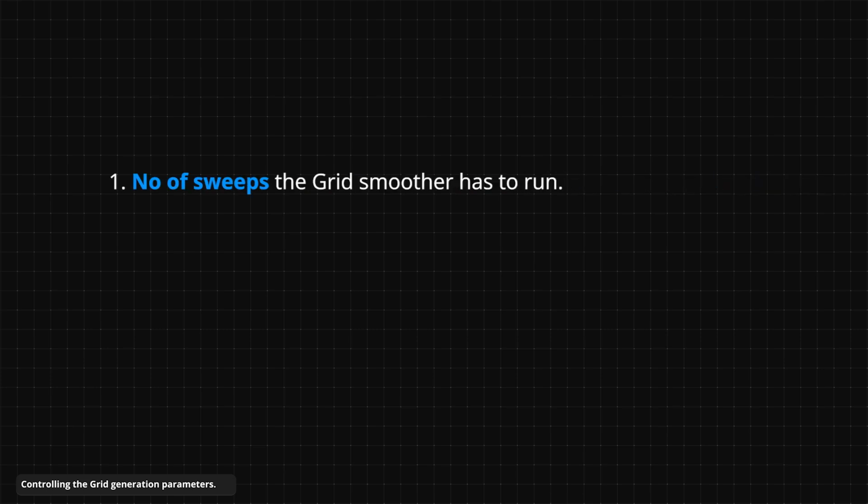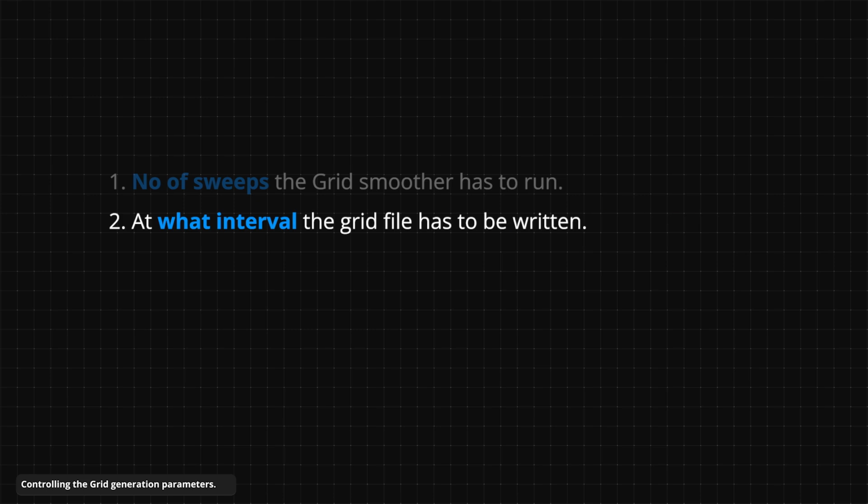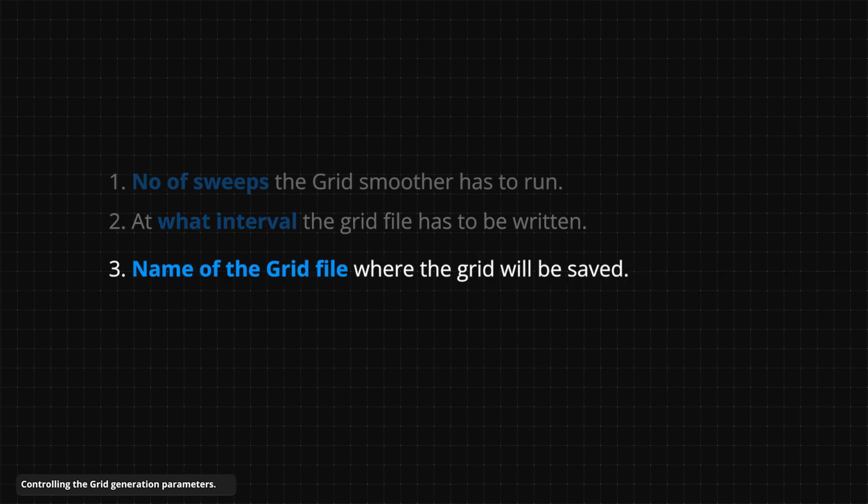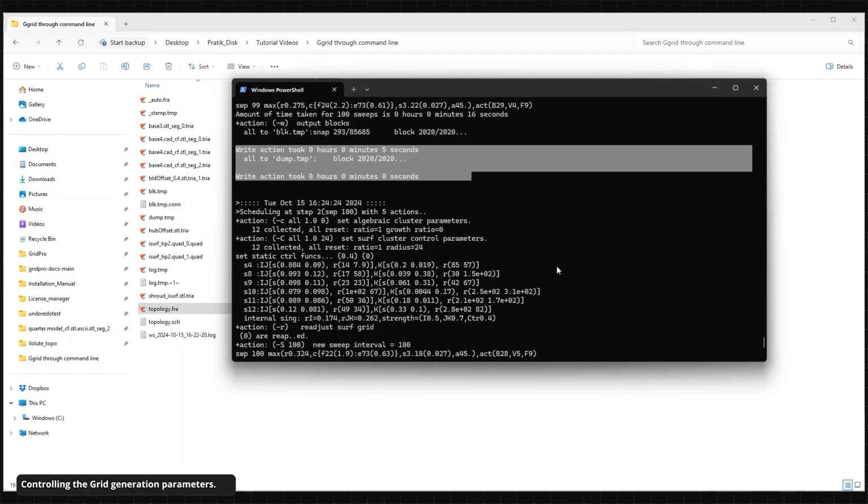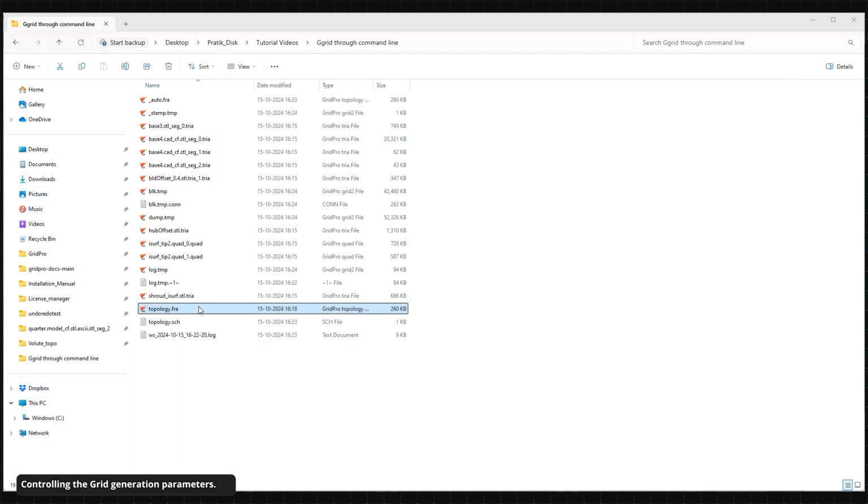Controlling the grid generation parameters. In this video, we will look at controlling three major parameters. First, number of sweeps the Gridsmoother has to run. Second, at what interval the grid file has to be written. Third, name of the grid file where the grid will be saved. All these parameters can be controlled by a file called schedule file.